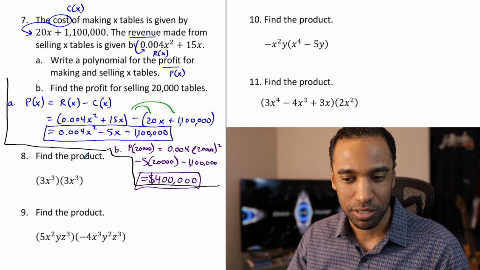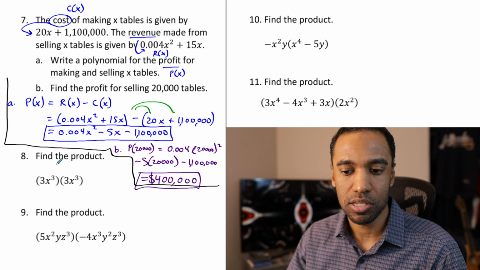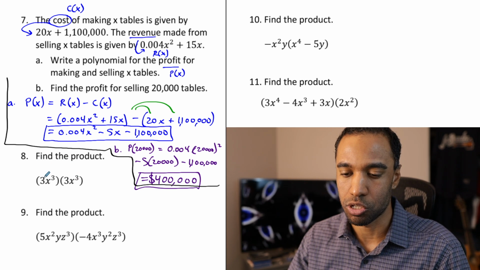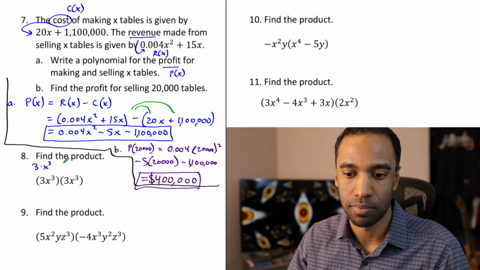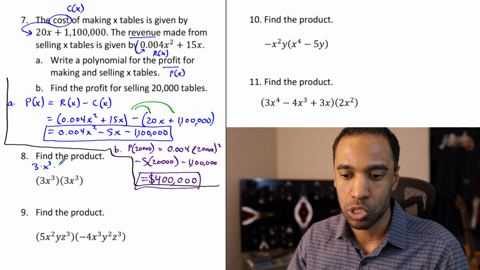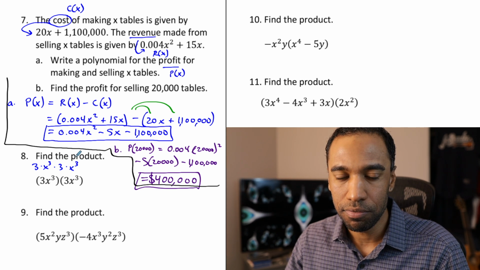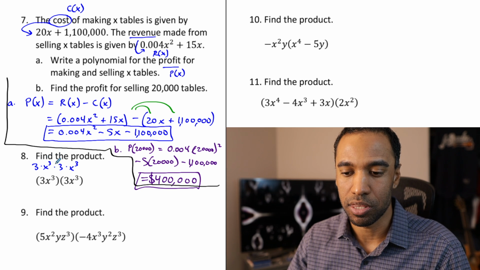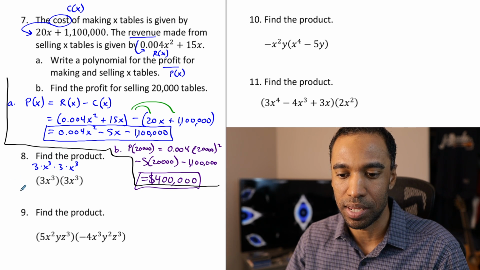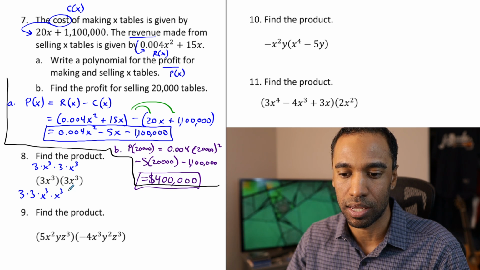All right, number 8, find the product. We have 3x cubed times 3x cubed. To break this down in a couple ways, first of all this is multiplication. 3x cubed means 3 times x cubed, and we're multiplying that with 3 times x cubed. Multiplication is commutative, which means we can reorder the items in this product and it will still be the same result, meaning I can put the 3's next to each other and do 3 times 3, and put the x cubes next to each other and do x cubed times x cubed right here.